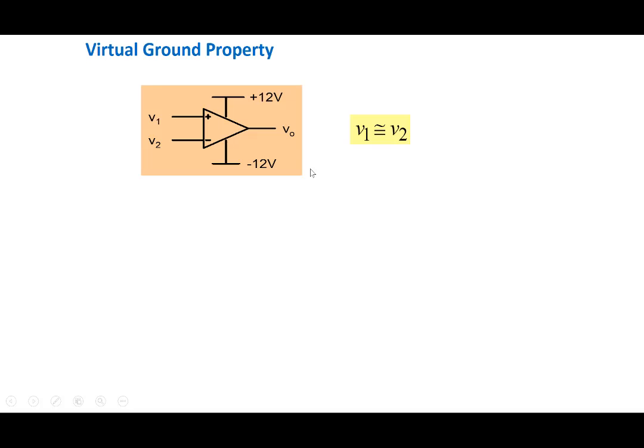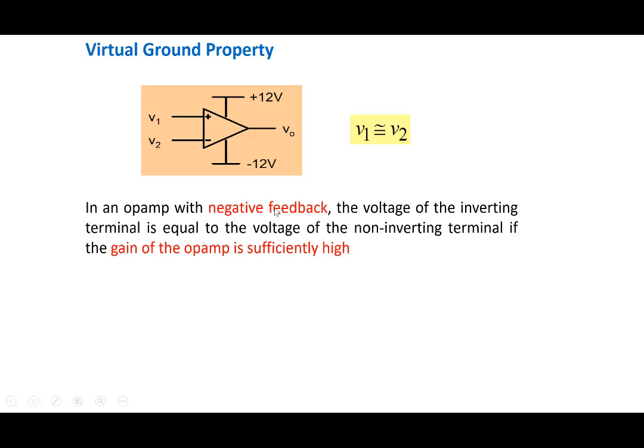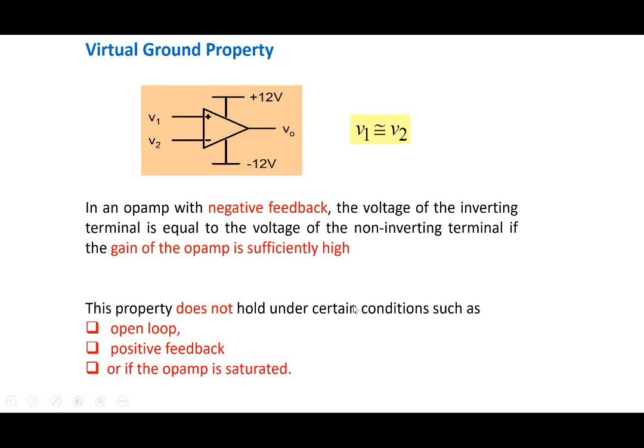All right, so the virtual ground property is this. When we use the op-amp under closed loop condition, what it effectively means is that V1 will be equal to V2. So we'll use that property, but only under negative feedback condition, not under open loop condition. This property will not hold under open loop, or under positive feedback, or even if the op-amp is saturated, because for V1 equal to V2 to hold, we require the gain of the amplifier to be very, very high. And when the op-amp is saturated, V0 is not responding to V1 and not responding to V2 either, so it's no longer in that high gain region.